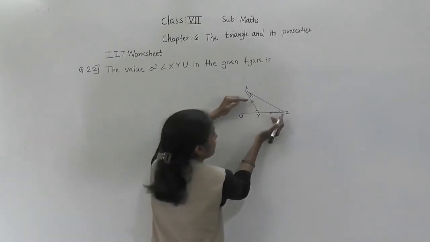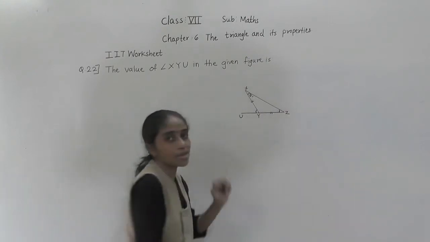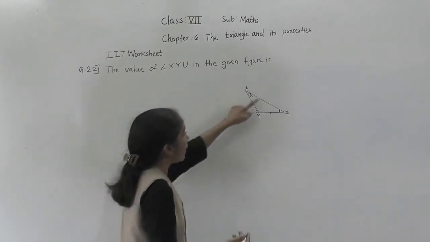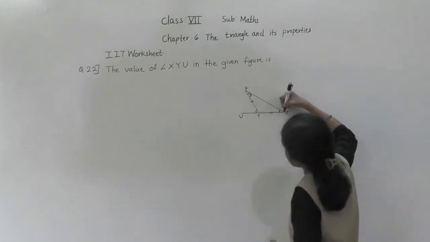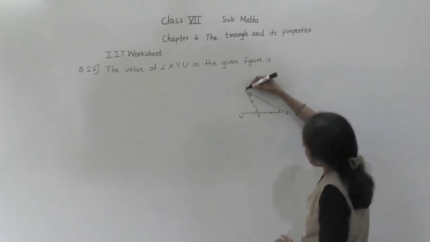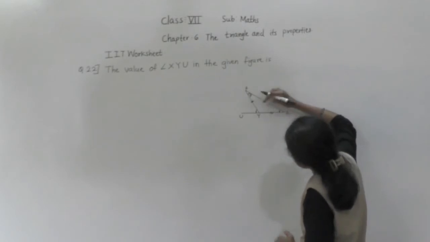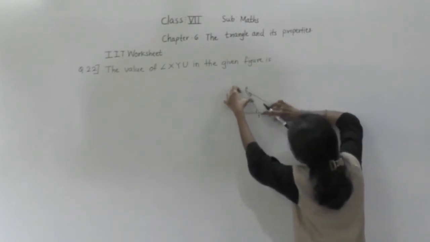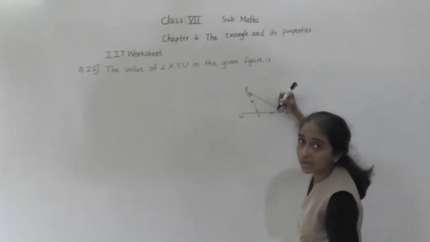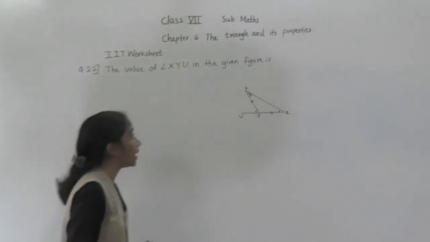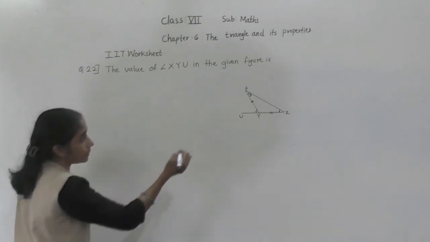In an isosceles triangle, these two sides are equal. Which are the base angles? Angle X and angle Z. These are the base angles. In an isosceles triangle, base angles are equal. So angle X and angle Z are equal. Which two angles are equal? Angle X and angle Z.